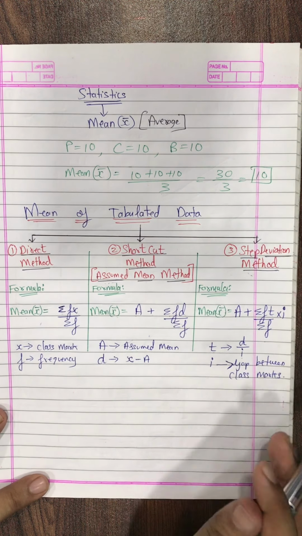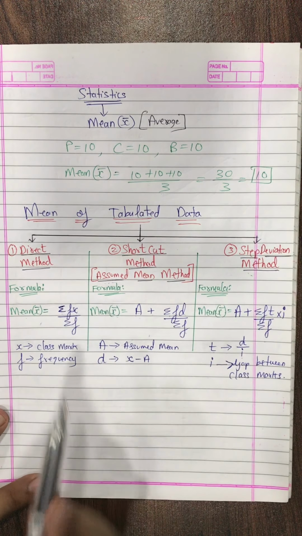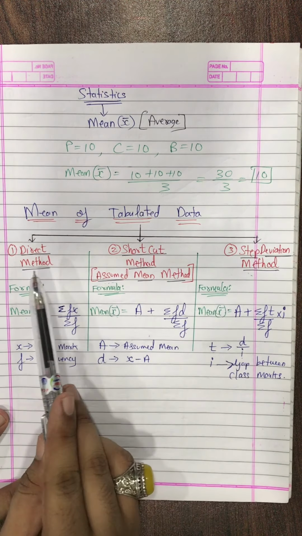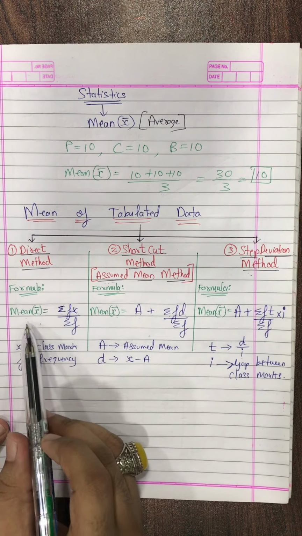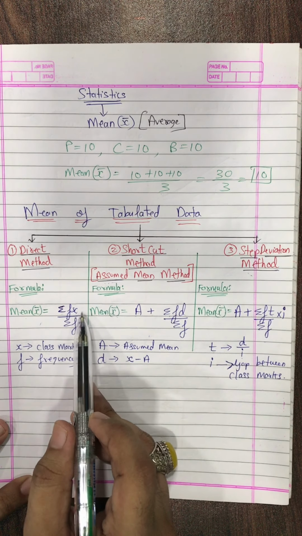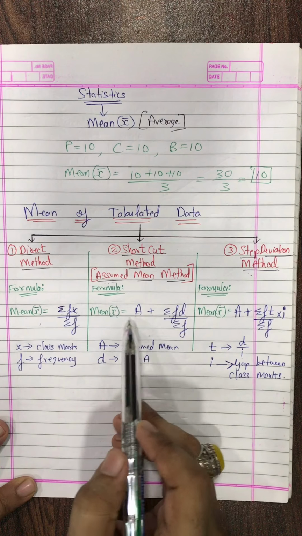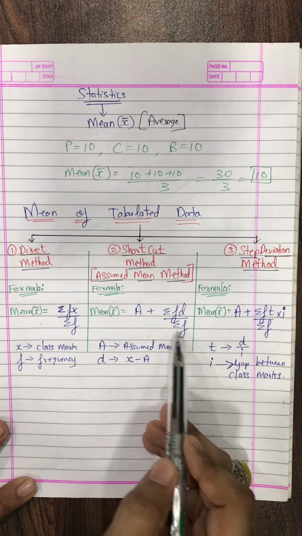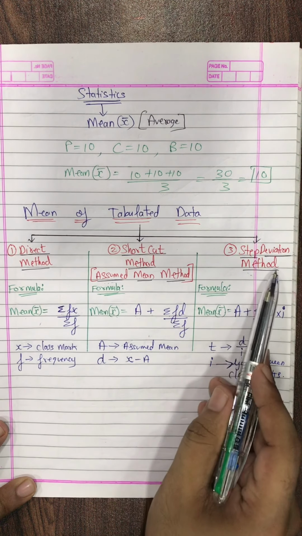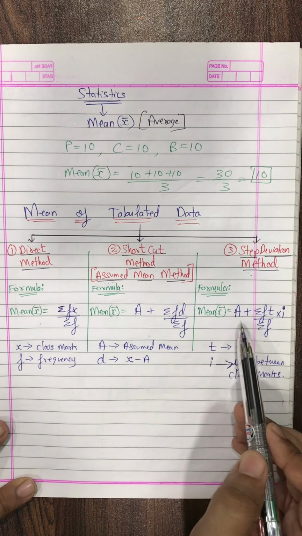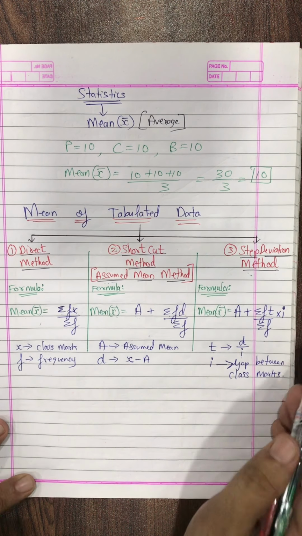Once again, I want you all to mug up this. Please memorize this. There is no logic behind it, just a formula. Three methods. Please repeat with me: Dirac method, shortcut method, step deviation method. In Dirac method, the formula is mean x bar equals summation fx upon summation f. Shortcut method or assumed mean method: a plus summation fd upon summation f, where capital A is the assumed mean and d is x minus a. Step deviation method: mean x bar formula is a plus summation ft upon summation f multiplied by I.